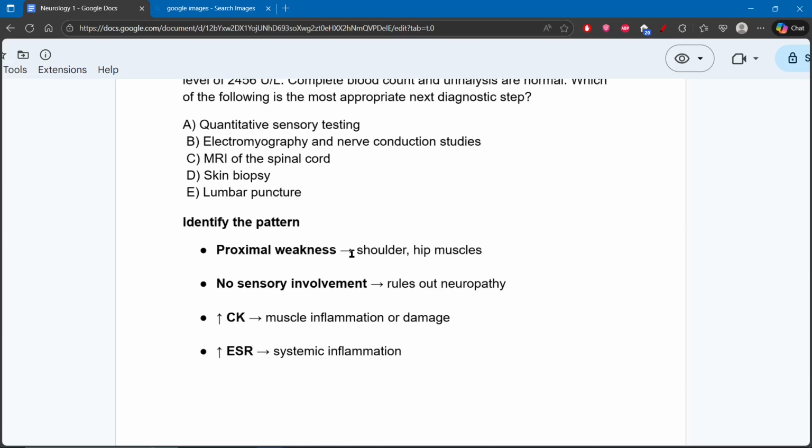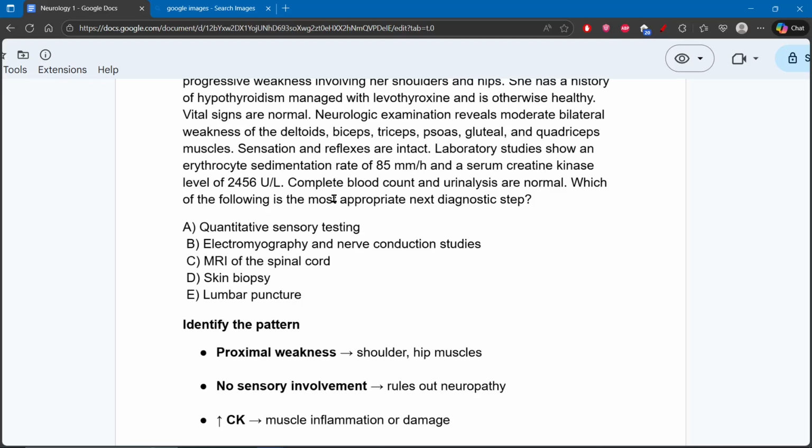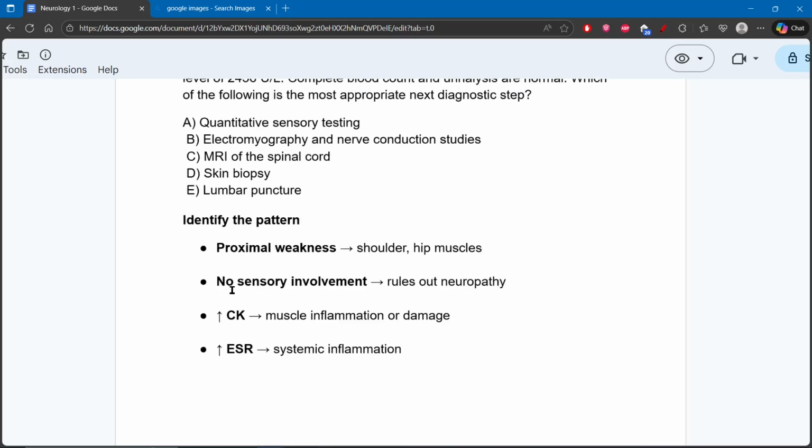Okay. So, you have to identify the question pattern. Proximal weakness, shoulder and hip muscles would be mentioned in the question. So, you have to identify that there is proximal weakness. And so, there is no sensory involvement, which also rules out neuropathy. The CK is high, which indicates that there is a muscle inflammation or damage.